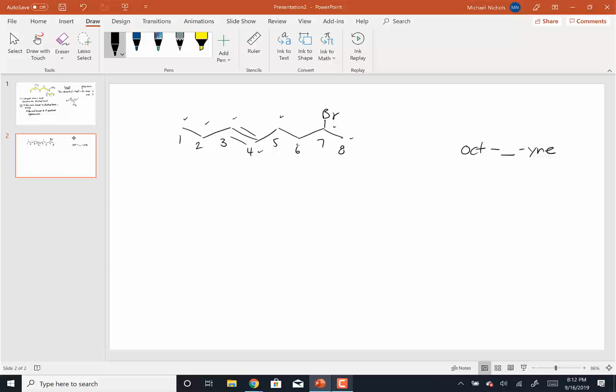That substituent only counts if there's a tie and both ends are equally distant from the triple or double bond. In this case, the closest to the triple bond is clearly from the left. So that puts the triple bond at carbon 3. So this is going to be an oct-3-yne with a bromo at carbon 7. So this would be 7-bromooct-3-yne.